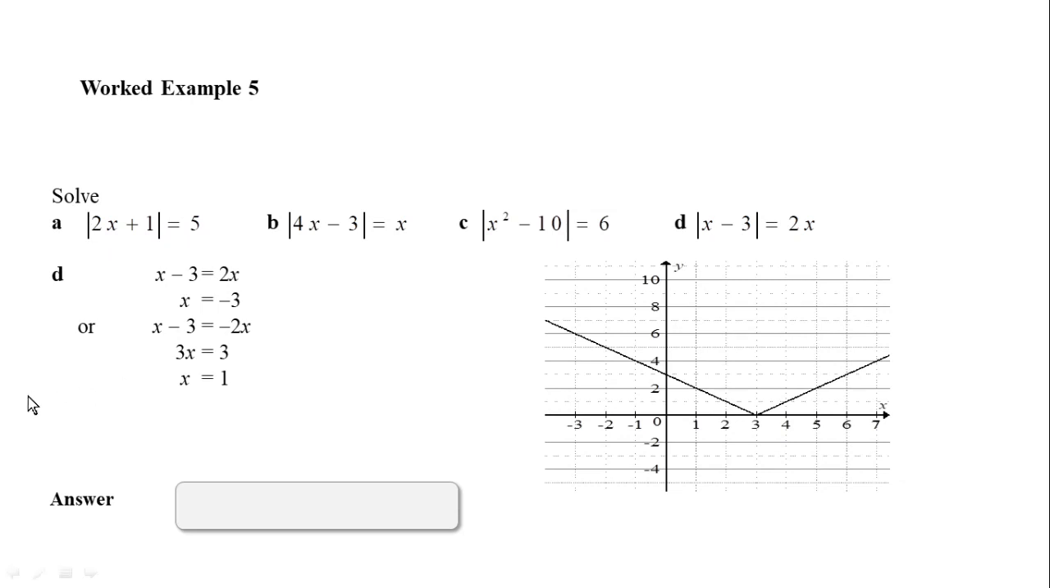Take a look at the graph. This is the graph of the modulus of x minus 3, or y is equal to the modulus of x minus 3. And let's graph y is equal to 2x. The graph is this. You will notice that there is only one solution, which is x is equal to 1. Why? Because it won't touch the graph anymore at x is equal to negative 3. Therefore, my answer is only 1. I am not going to consider negative 3 as my answer.